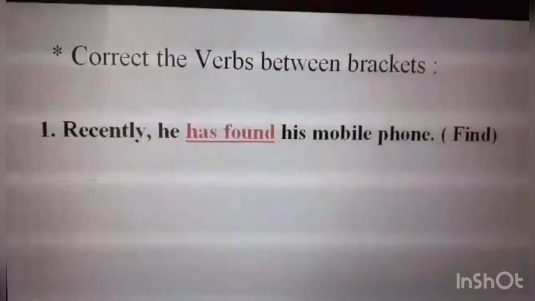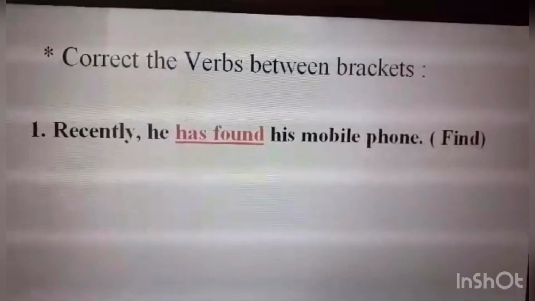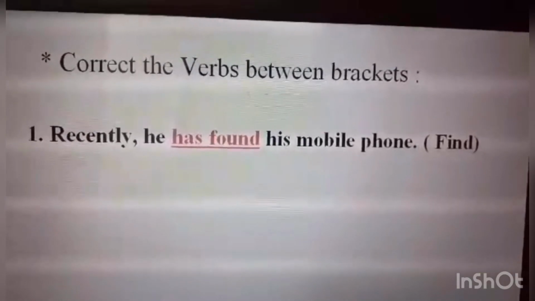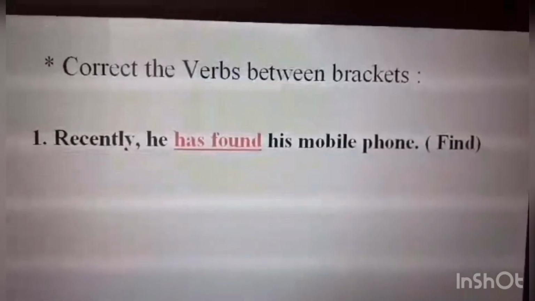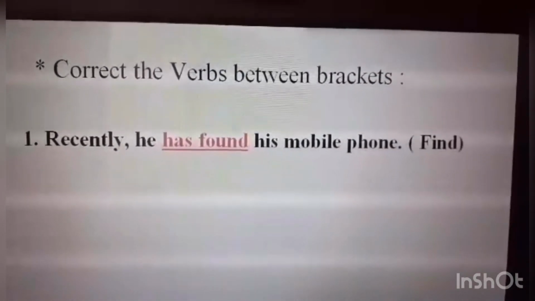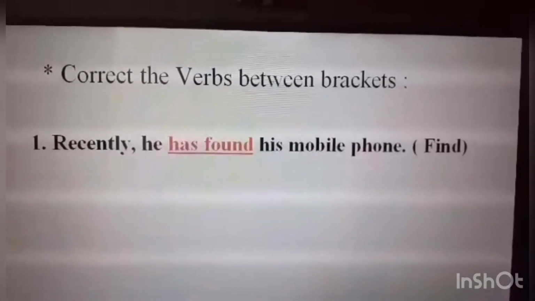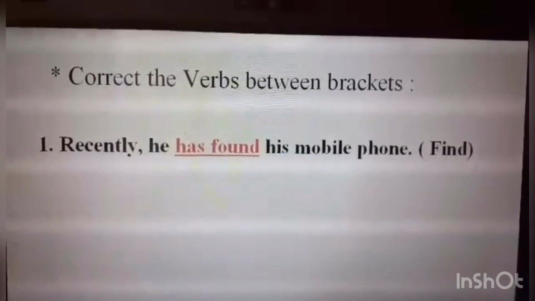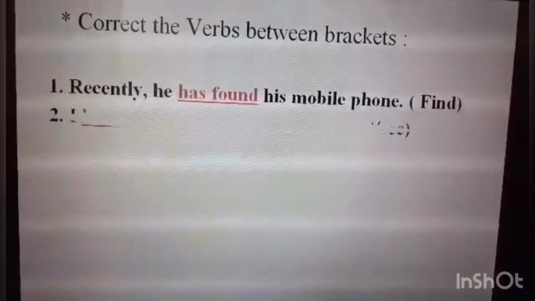Here in this sentence, we have recently. Look at recently. Recently is a keyword that specifies the present perfect tense. And we have the pronoun he. Because he is a singular pronoun, you should correct the verb to has found. So the past participle of the verb find is found.